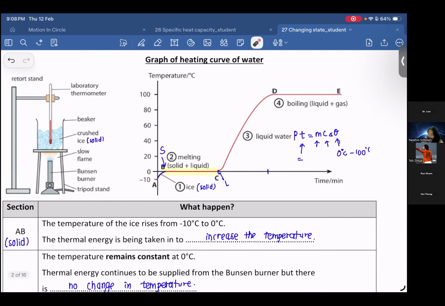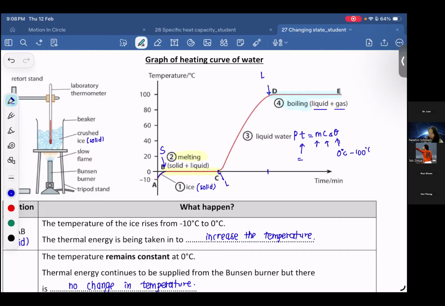Then D to E, you see, it will be constant temperature again for this part. Why? The phase changes again. Just now it was melting, now it is boiling. So at point D it is still all liquid, until at point E it will have completely become gas. So in between will be liquid plus gas.